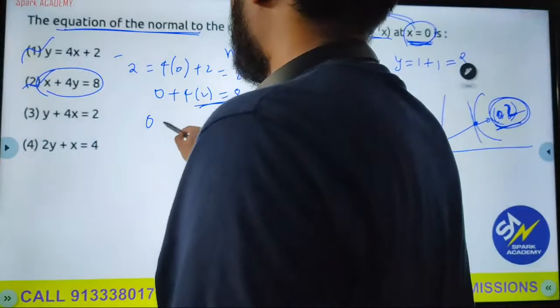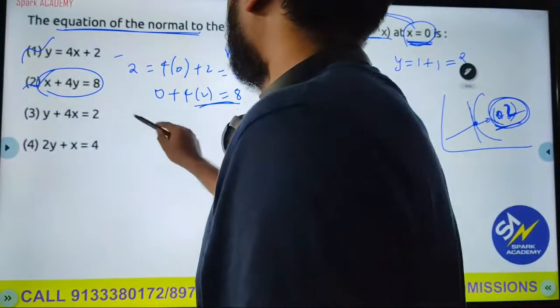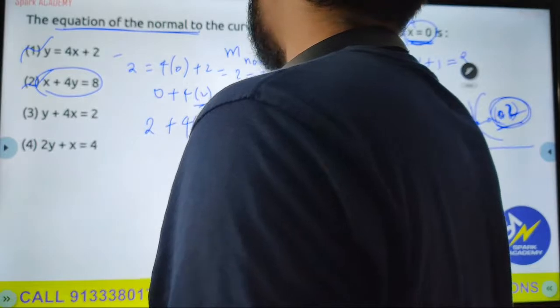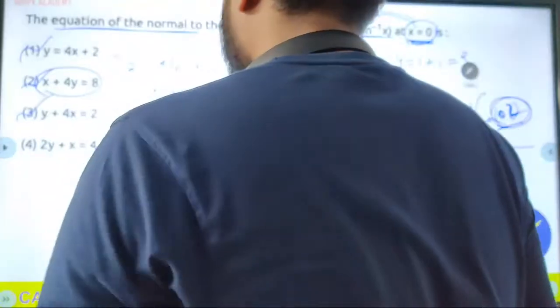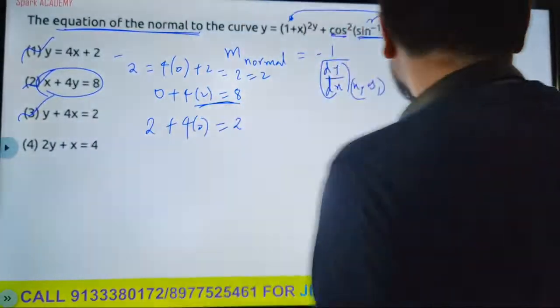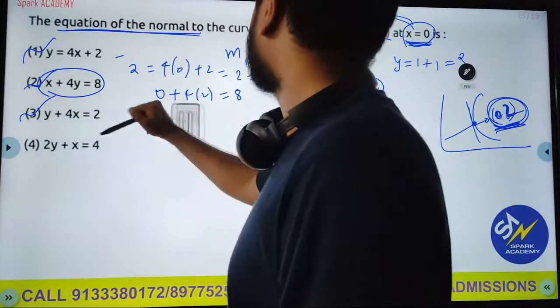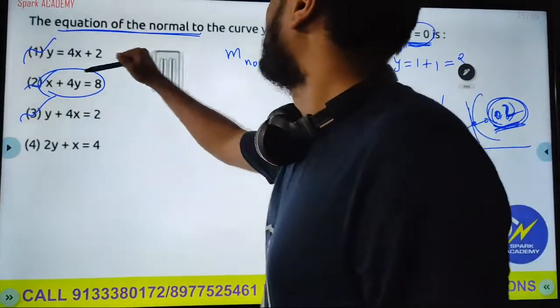What about this? 0, 2 plus 4 into 0, 2. Again, yes. So all are satisfying this, so we can't use verification of options.